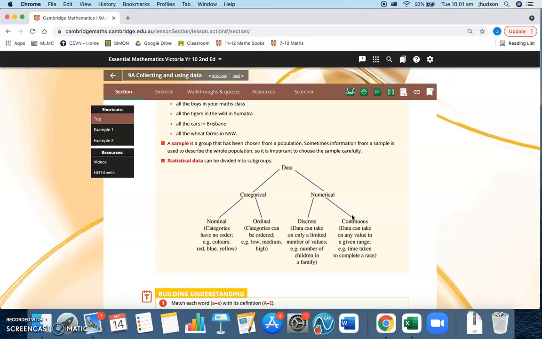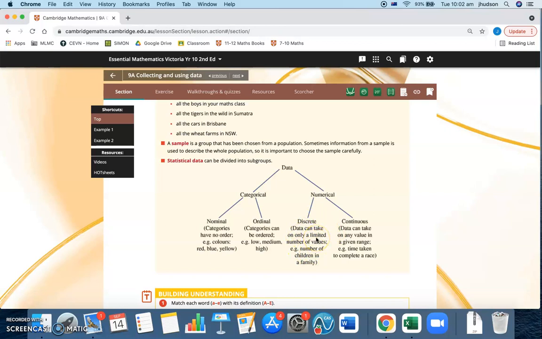If we just look at between 1 and 1.1 meters, there's an infinite amount of answers that could be in between there. So you could have 1.1, you could have 1.11, you could have 1.111, and going on and on and on. So continuous is where there's an infinite amount of numbers or answers that could happen. Discrete's when there's only a certain amount of answers.